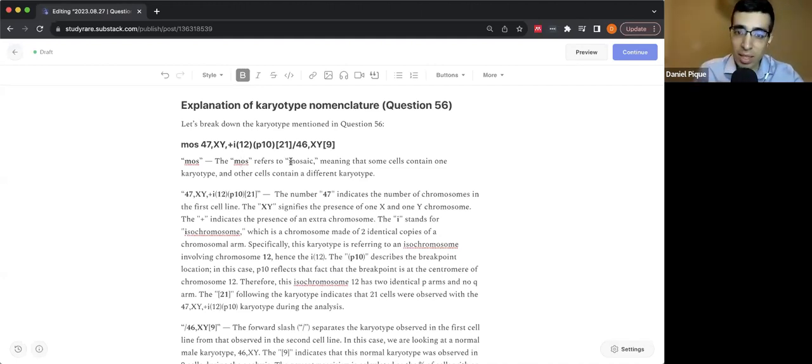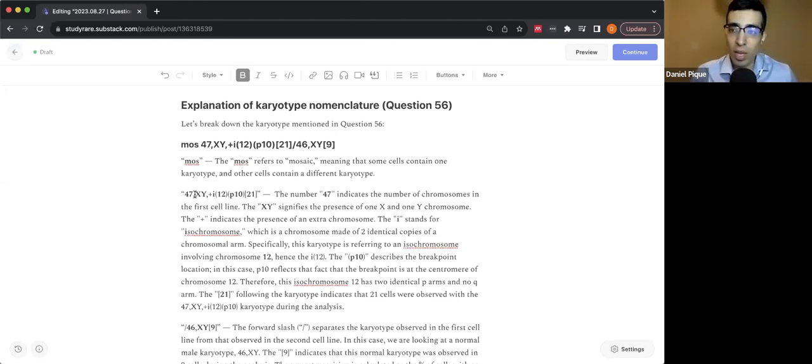And what this means is that, when a cell is mosaic, or when a population of cells is mosaic, it means that there's two or more populations of cells, the one that contain one karyotype and another subset of cells that contain a different karyotype, right? That's all that means. So this next part here is essentially going to be describing the karyotype for that first population of cells, right? So in this case, 47XY.